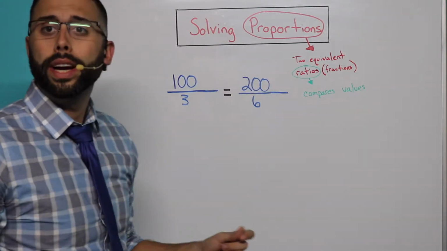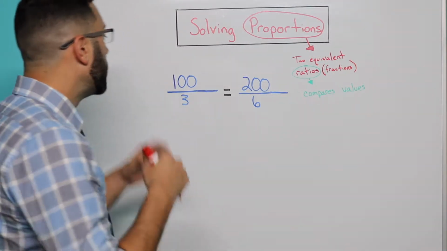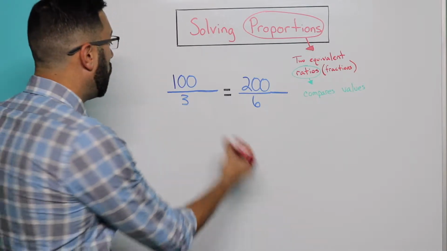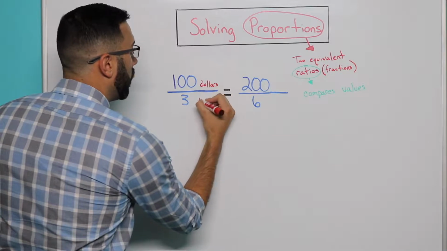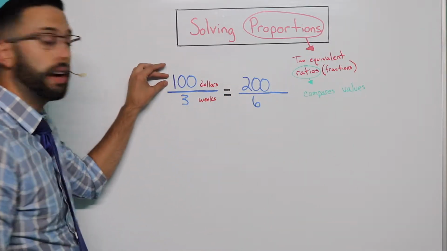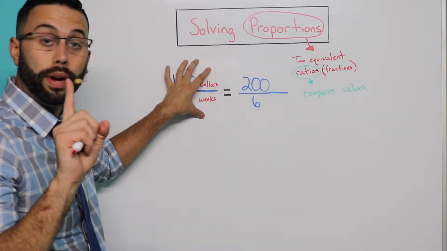Now, what's a ratio? It compares values. Let me bring this to life. Say I wanted to save money. So, money to weeks. I want to save $100 every 3 weeks. I'm comparing the value right there, $100 to every 3 weeks. This is my ratio. That's one ratio.